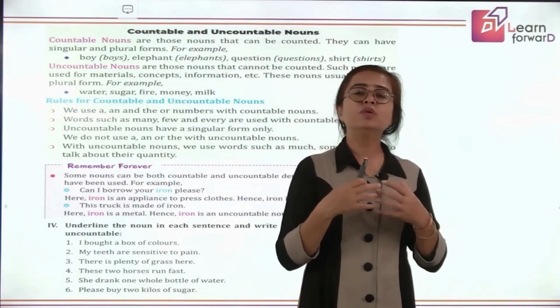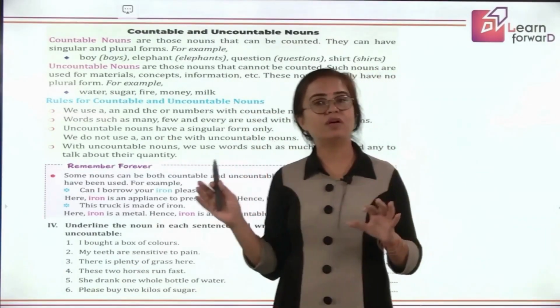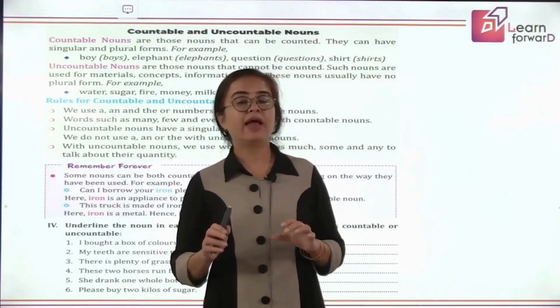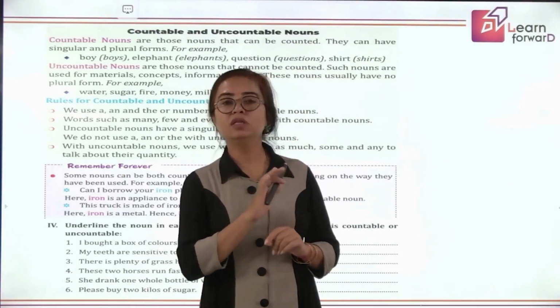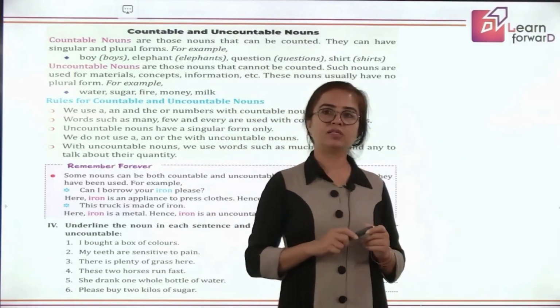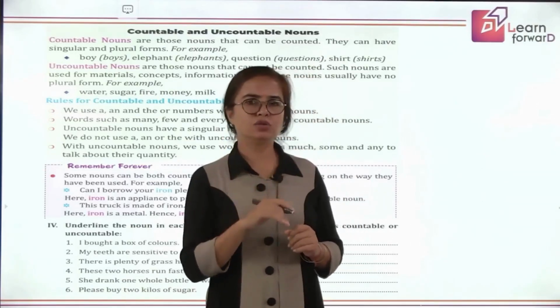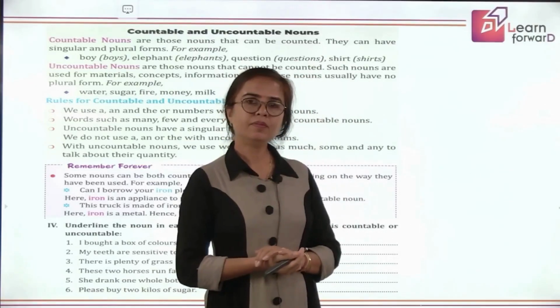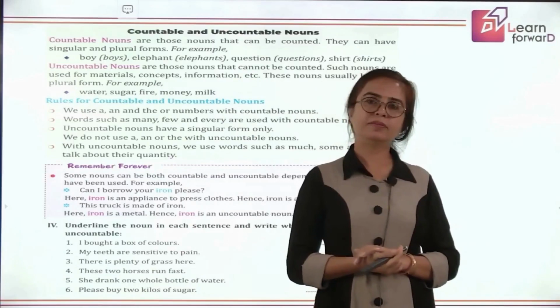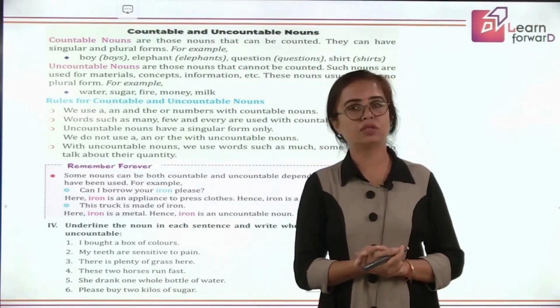Innumerable means which is too much in number. The counting will never end, right? And uncountable means something that you cannot count. What's the difference? Let's try to understand. If I ask you, how many stars do you see in the sky? Can you count them? No, you cannot count them. Why can't you count them?